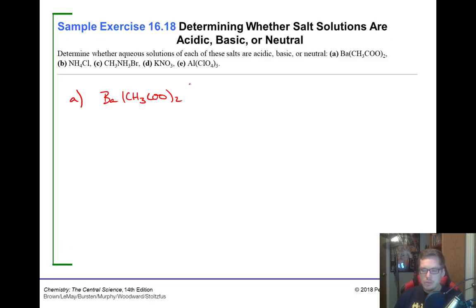Now you can memorize that rule, or you can do what I like to do here. So your barium, your 2 ions, I like to list out the 2 ions.